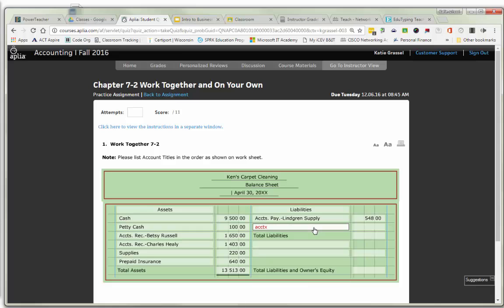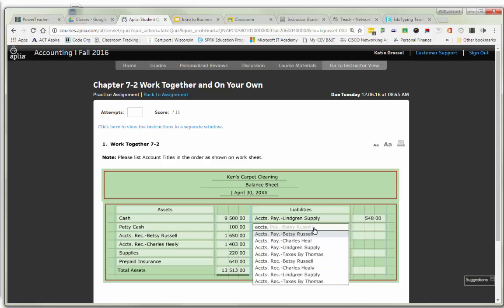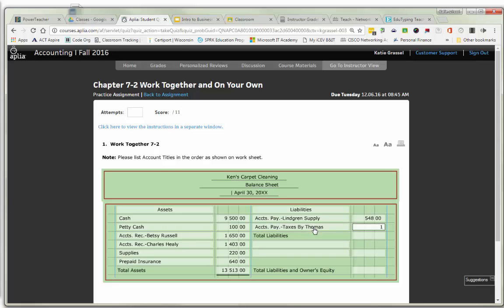Then I have accounts payable Taxes by Thomas for 111. I put an extra 0 in there, or extra 1. Now there are only two liability accounts. They already have the heading total liabilities listed there, so I just have to go through and add them up. And I can do that one without a calculator.